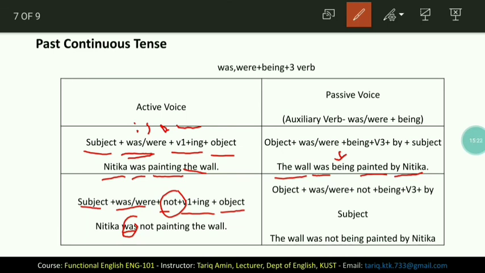And the rest of the structure is the same. Like Nitika is not painting the wall, or Nitika was not painting the wall. So we use was in past continuous tense. Okay, the passive voice of the negative is object plus was plus not plus being plus third form of the verb plus subject. Okay, the wall plus was, after that not plus being, we add being plus third form of the verb plus Nitika.